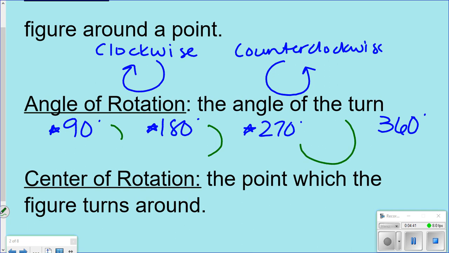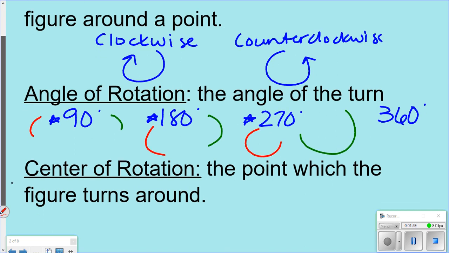Now, I made all my marks clockwise, but they might say 90 degrees counterclockwise. Well, in that case, it would be just like this. So they might say certain things, so you have to be prepared. So 90, 180, 270 are the things you're going to see the most.